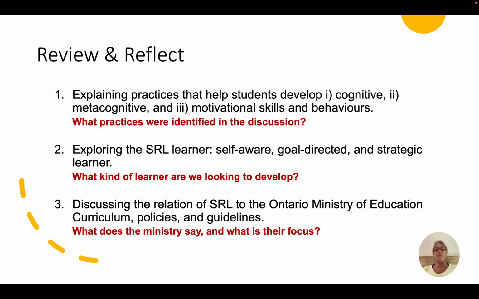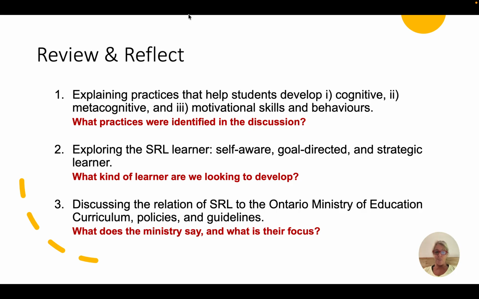So as a little bit of a review and a reflect, examining practices that help students develop. Remember, we have cognitive, metacognition, motivational, and behaviors. So what practices were identified in the discussion of Module 2? Exploring the self-regulated learner, being a self-aware, goal-directed, and strategic learner. So what kind of learner are we looking to develop? And some of you have already alluded to the fact that they need to take ownership of their learning, to manage their learning, and that's great.